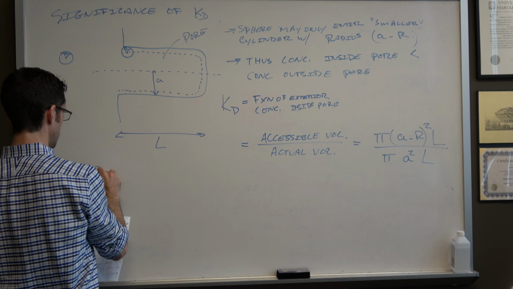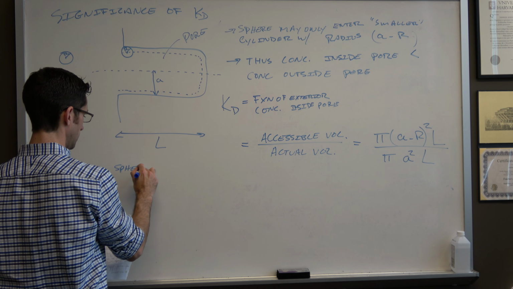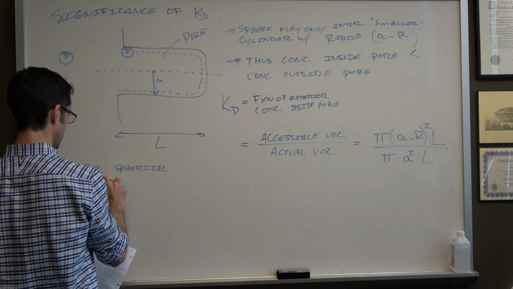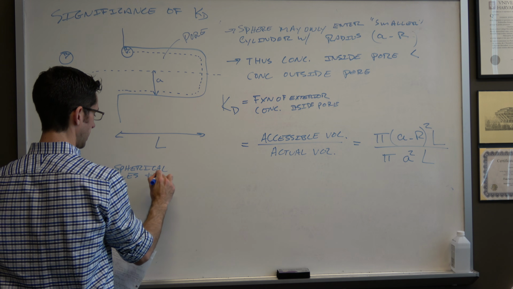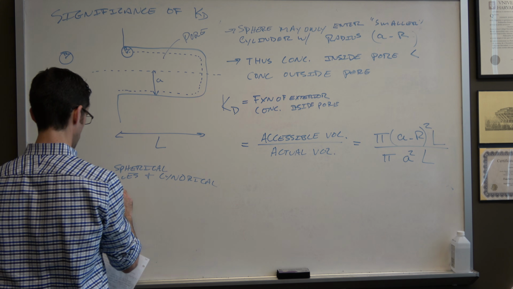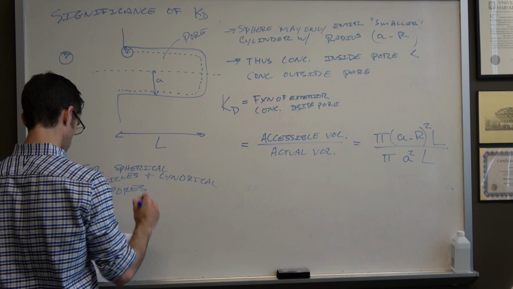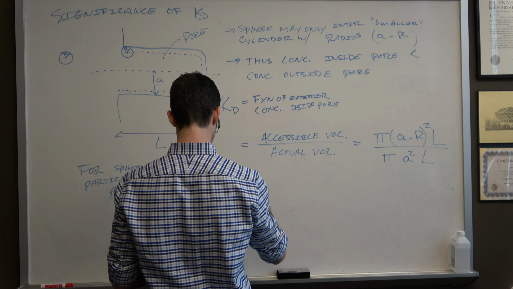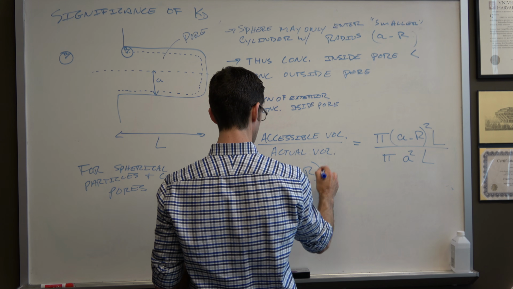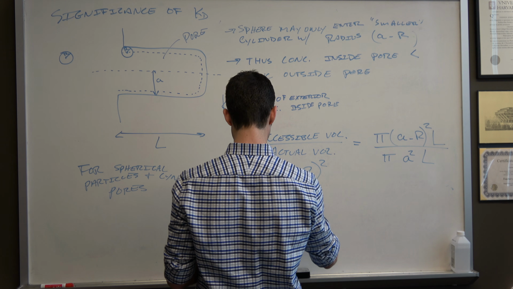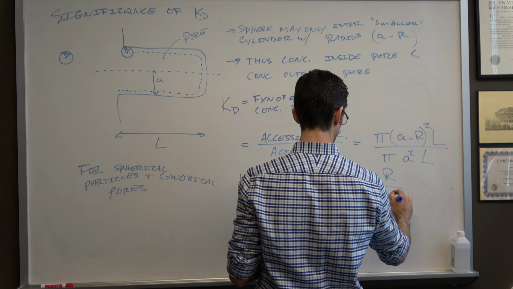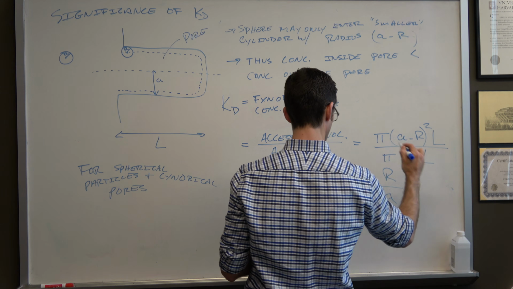So for spherical particles and cylindrical pores, KD equals (A minus R) squared over A squared, or rearranged, 1 minus R over A, quantity squared.